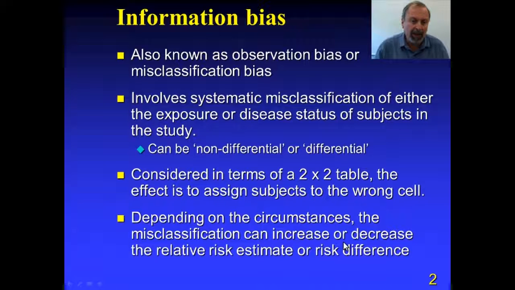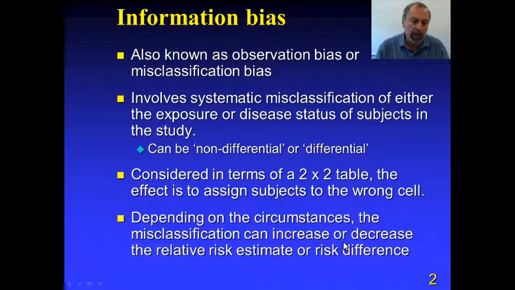So one way of thinking about it is in terms of a 2x2 table in the simplest sort of exposure disease situation, which we've already talked about many times. Basically, the way information bias operates is that it classifies people into the wrong cell. We think of information bias as happening in a somewhat systematic way, but it can be either differential or non-differential. I'm going to explain what I mean by differential and non-differential.